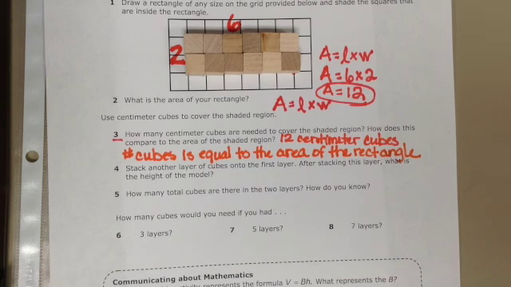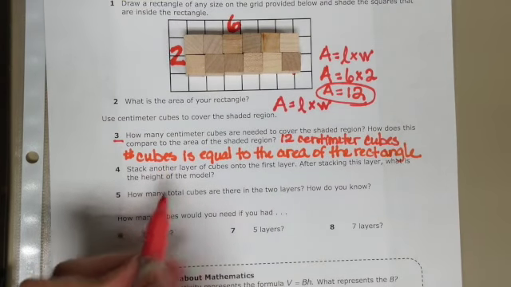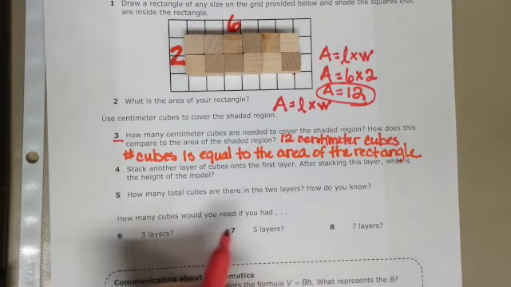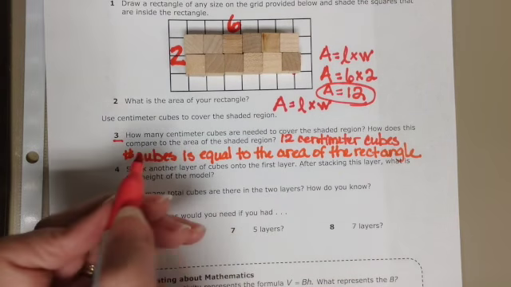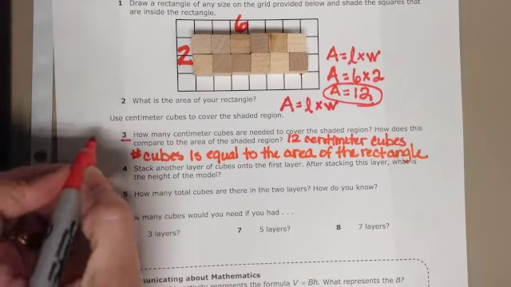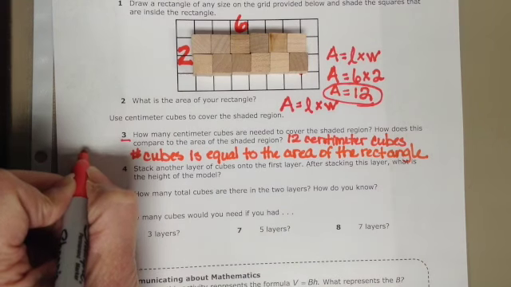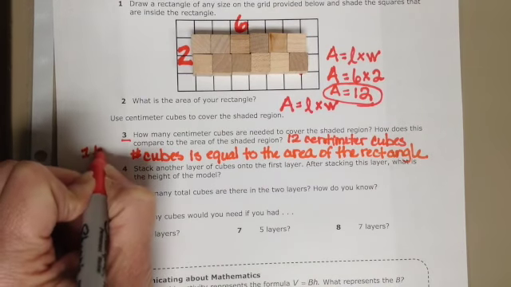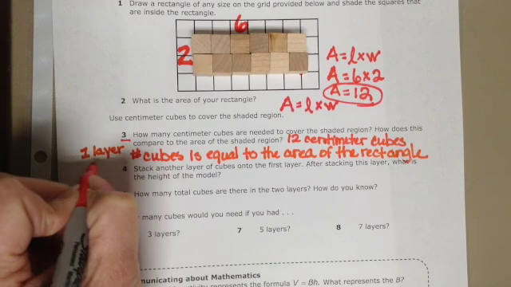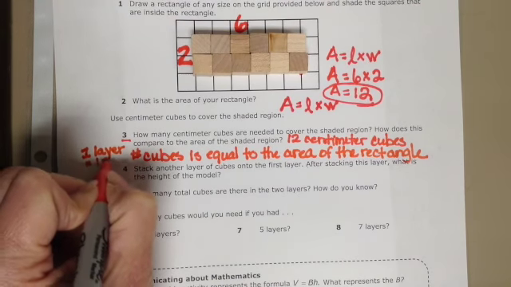Now, how many layers of cubes do I have on my base right now, on my rectangle? I have one, right? I only have one layer of cubes. So my one layer of cubes is equal to 12 cubes. So one layer equals 12.